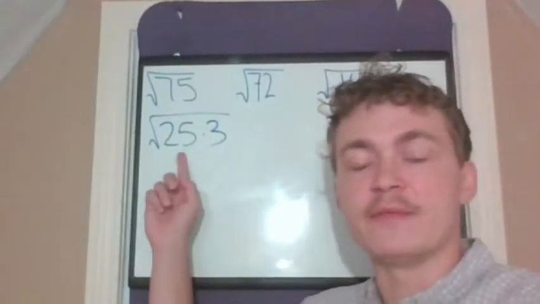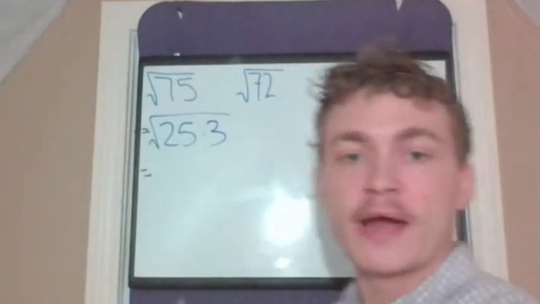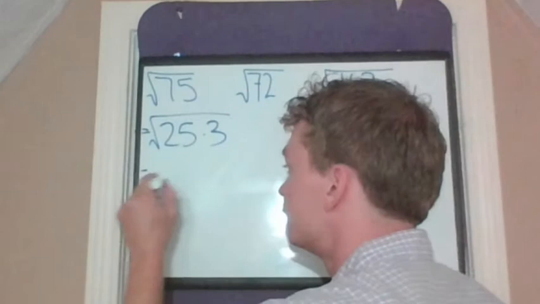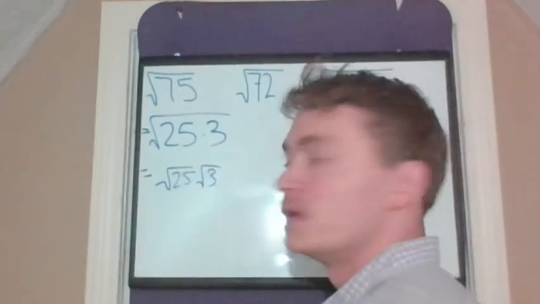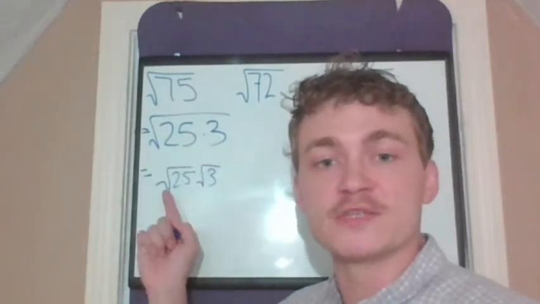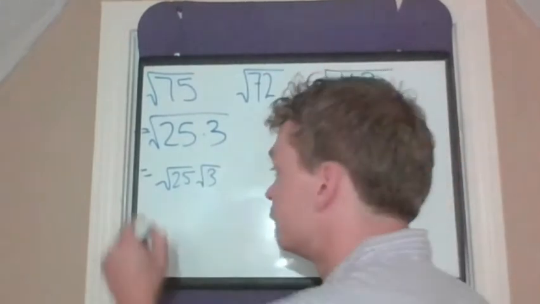We see here now that because we have our product rule for radicals, the square root of u times v, this tells us the square root of 25 times 3 is equivalent to the square root of 25 multiplied by the square root of 3. And now we evaluate our perfect square factor under its own radical. The square root of 25 is 5.